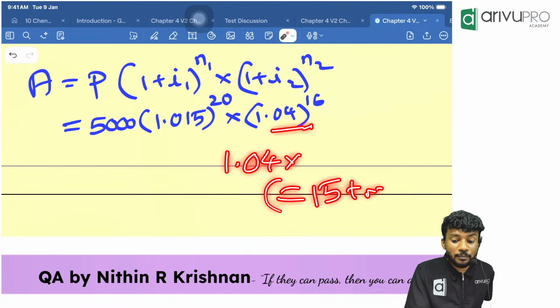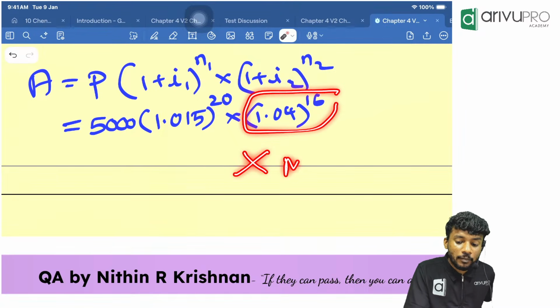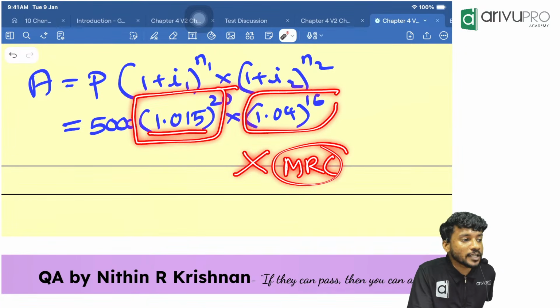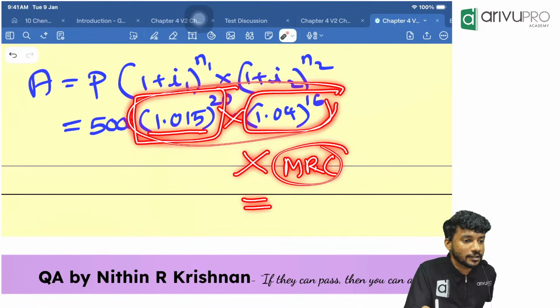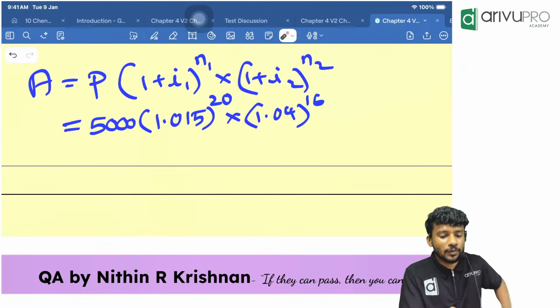If I click M plus, what will happen? That will get added along with this. That's not the thing I am going to do. I will find this value, then click the into button and click MRC. When I click MRC, what will come back? This 1.015 to the power 20 will come back onto our calculator screen, right? If I click equal to, the product of them will be done. Once I get the product, what should I multiply it with? Multiply it with 5000, and you will get your answer.